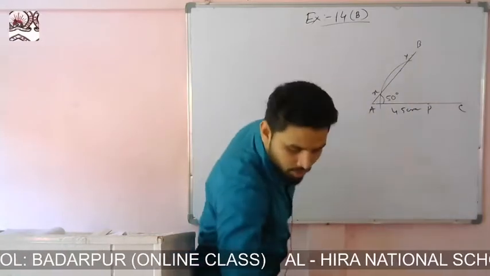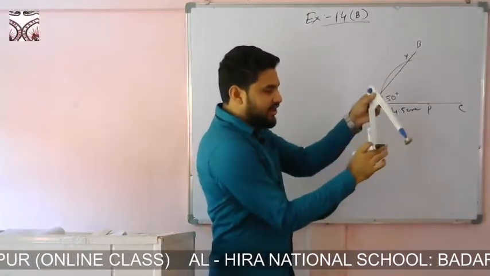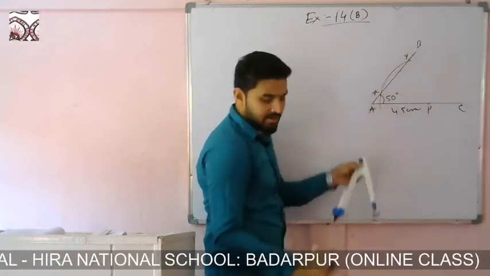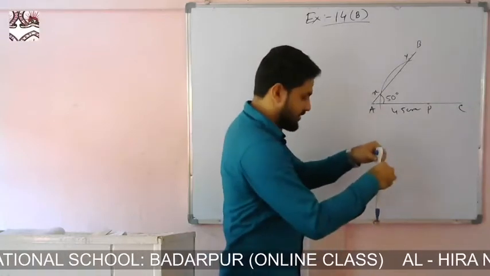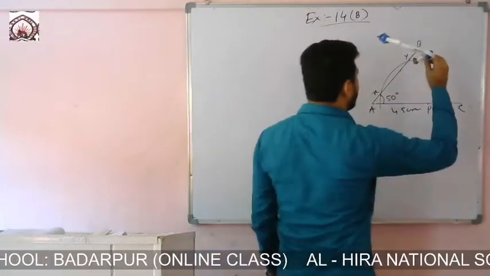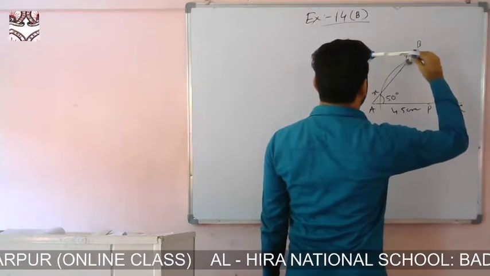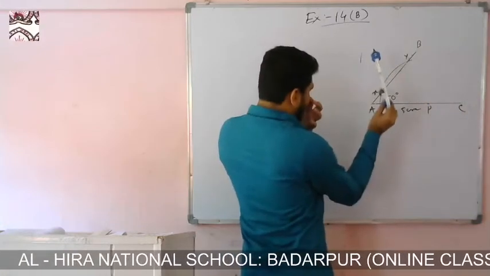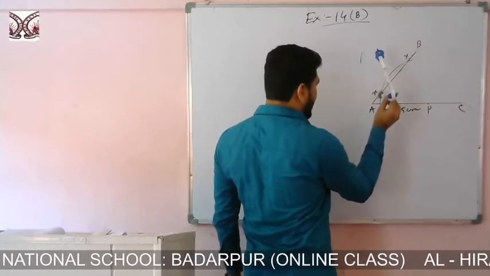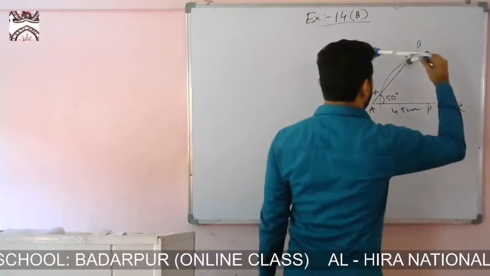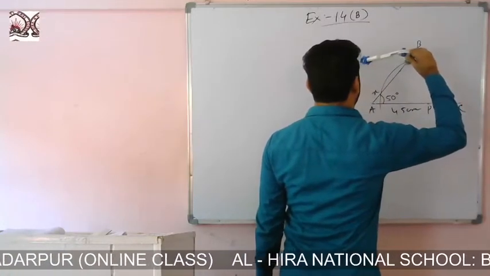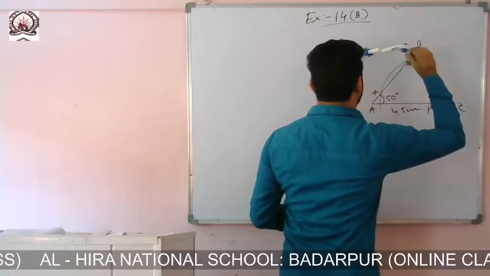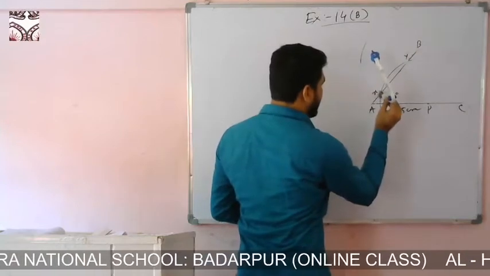Okay. Now without changing the distance between the needle of the compass and the pencil, that means with the same radius, you place your compass here. Now draw an arc. Then you place your compass here and draw an arc. Actually these are not accurate. Just for steps I am showing. It may not match.